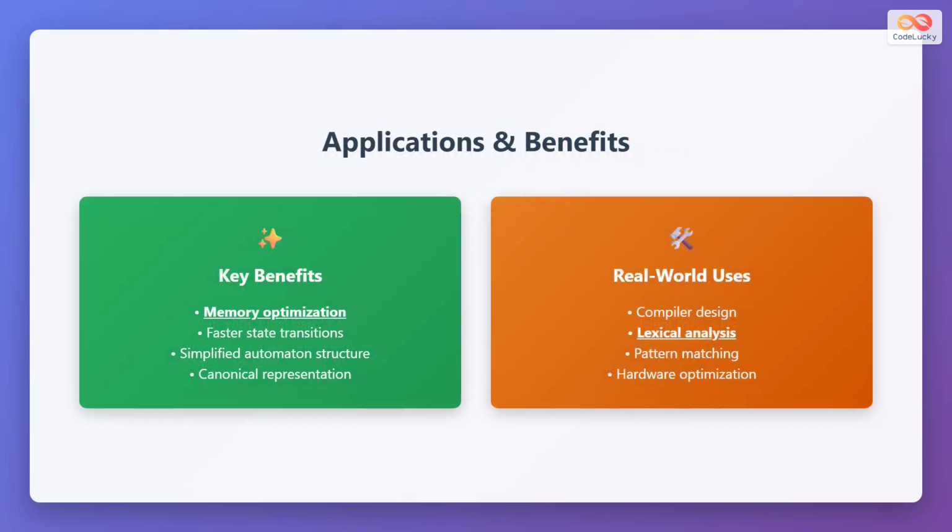DFA minimization offers several key benefits and has numerous real-world applications. Some of the benefits include memory optimization, faster state transitions, a simplified automaton structure, and a canonical representation of the DFA. DFA minimization is used in compiler design, lexical analysis, pattern matching, and hardware optimization.